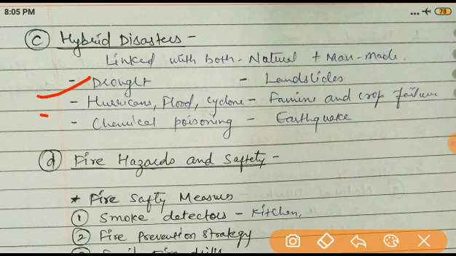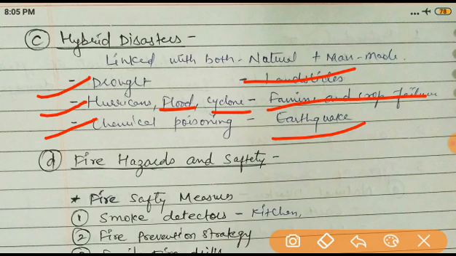Drought, hurricane, flood, cyclones, chemical poisoning, landslides, famine, and crop failure, earthquake. If I'm talking about the drought, so drought is due to the wastage and pollution of water. If I'm talking about landslides, it is due to the extensive deforestation because we are cutting too much forest. Then hurricanes, floods, and cyclones are due to the rapid deforestation or the greenhouse effect. Now you can understand, by cutting the trees, it is the main impact.